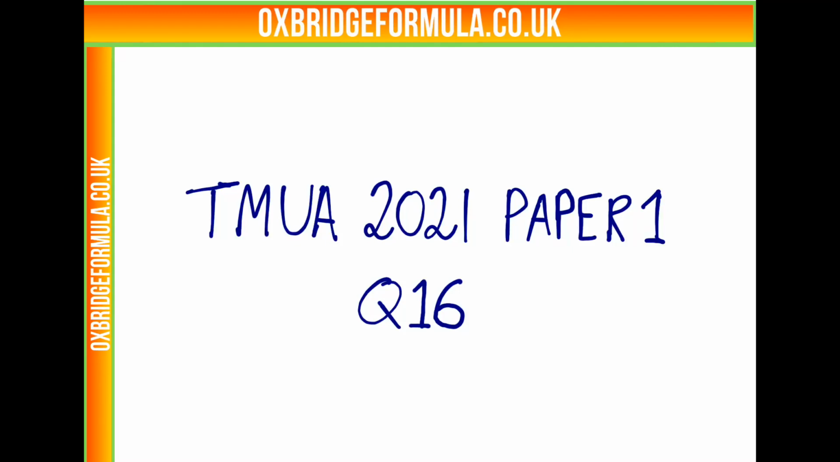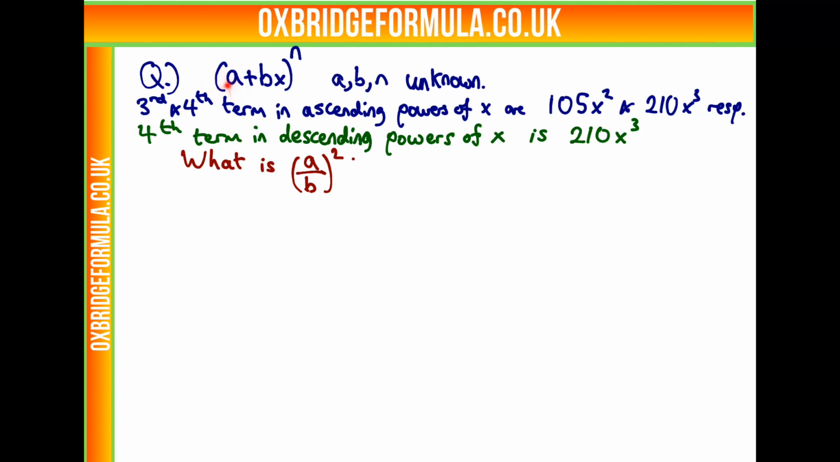This is TMUA 2021, Paper 1, Question 16. We're told to consider the expansion of (a + bx)^n, with a, b and n unknown. We're also told the third and fourth terms in ascending powers of x are 105x² and 210x³ respectively, and the fourth term in descending powers of x is 210x³. We're asked to work out the value of (a/b)².